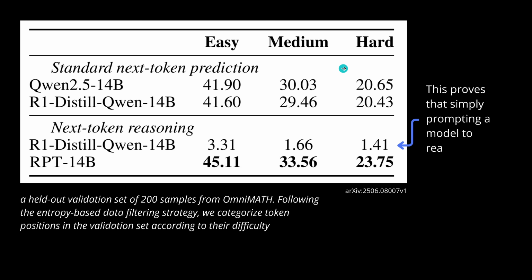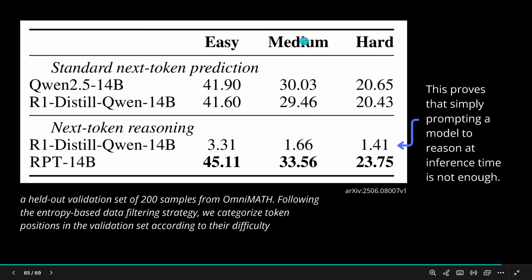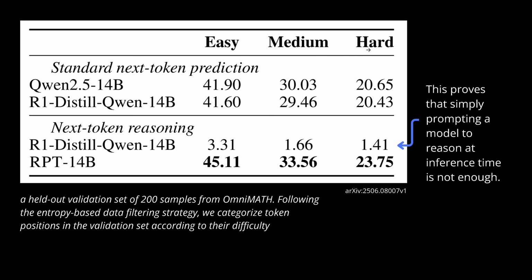And here you have, really from the publication, a sample, of course, on mathematical questions, because there it is rather easy to say this is a correct answer, or this is a mathematically incorrect response. So from the held out validation set of 200 samples of a mathematical benchmark, they calculated the entropy-based data filtering strategy. They categorized the token positions into easy, medium, and hard, whatever this means. Never mind, it's just a demonstration. And they showed us, okay, the classical way, the standard next token prediction, we have here our Qwen 2.5, unfortunately not the 3, the 14B model. And you see 41%, great, 30% accuracy, 20%.